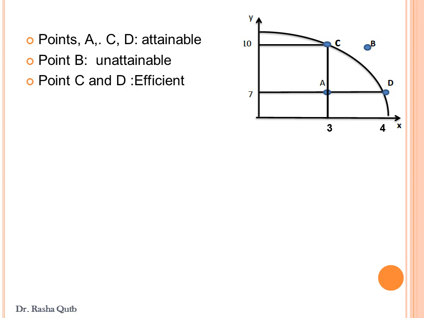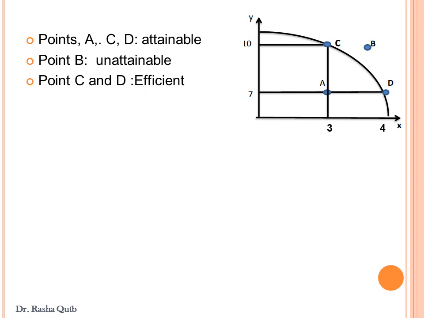Point C and point D, because they are located on the production possibility curve, both of them are efficient points. Why? Because all resources are fully employed. Which point indicates that we have a recession or unemployment? This point is point A.